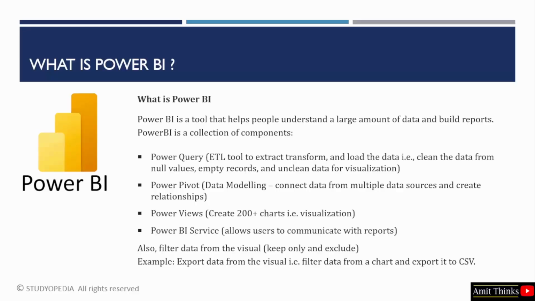Power Query means an ETL. That means to extract, transform and load the data. Consider it as cleaning the data, let's say removing the duplicates, fixing your null values as I told before. Then comes your Power Pivot. That means to connect the data from multiple sources and create relationships. Multiple data sources can include your Excel, PDF, from the internet, from text files and others.